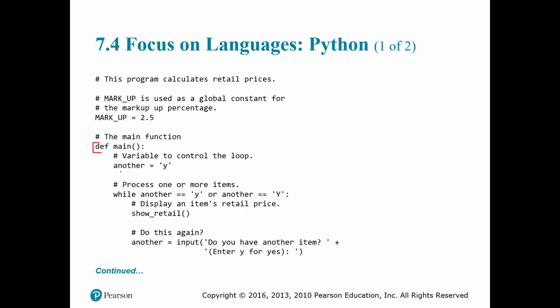Let's look at this again. See, this is where it comes from. While another equals Y, this is our loop. While another equals Y, or another equals capital Y, display an item's retail price. And then it asks, do you have another item? Enter Y for yes.